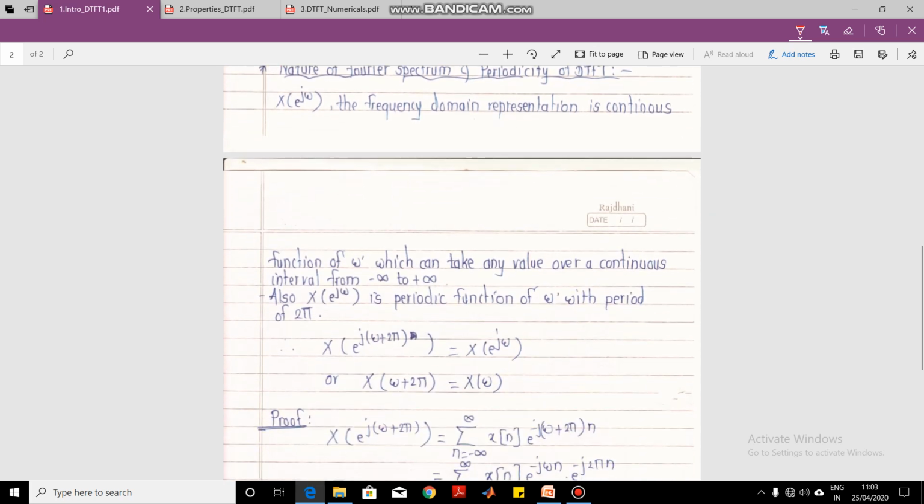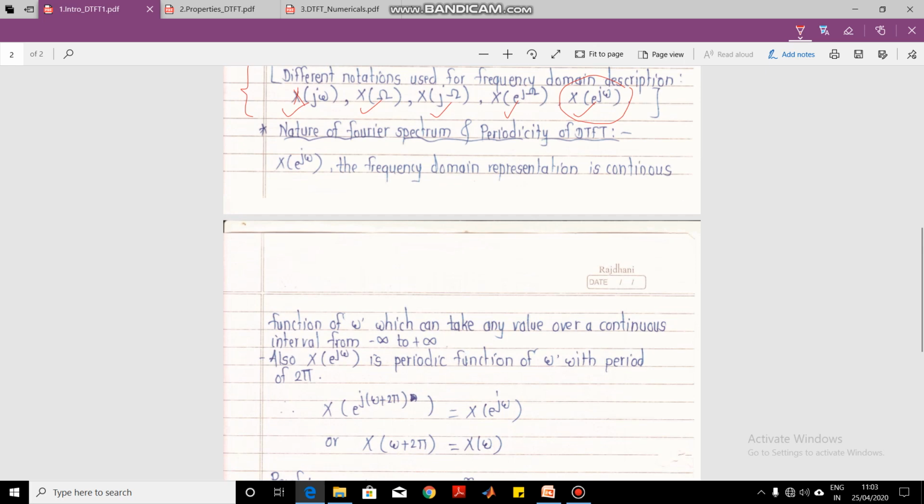Now in this equation, we can see that there is a term e^{jω}, and the ω term is a continuous function. Hence, this discrete time Fourier transform is continuous in nature.